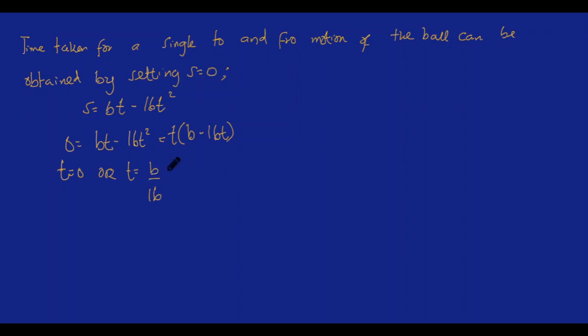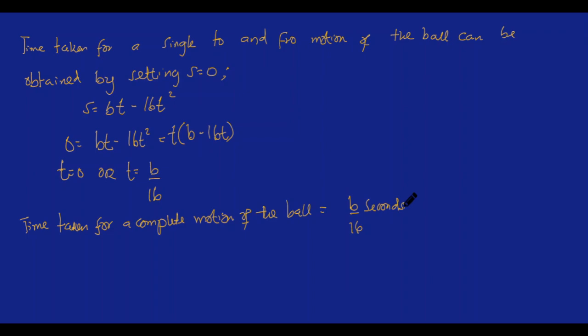So we have two times, which means at t is equal to 0, that's at the beginning of the motion. Then at the end of the motion, b over 16 is the time. So it means the time taken for a complete motion of the ball is equal to b over 16 seconds.